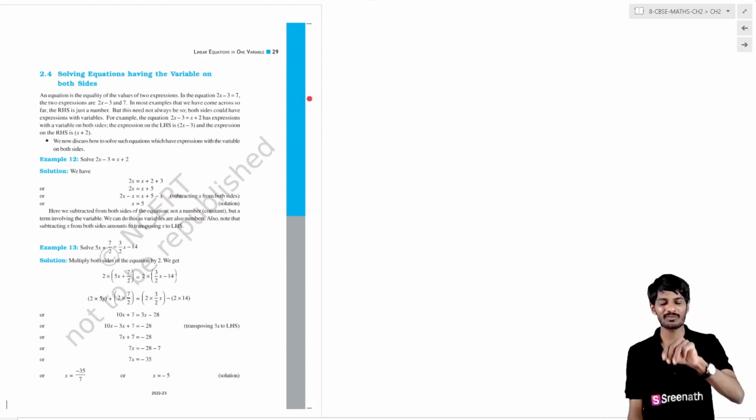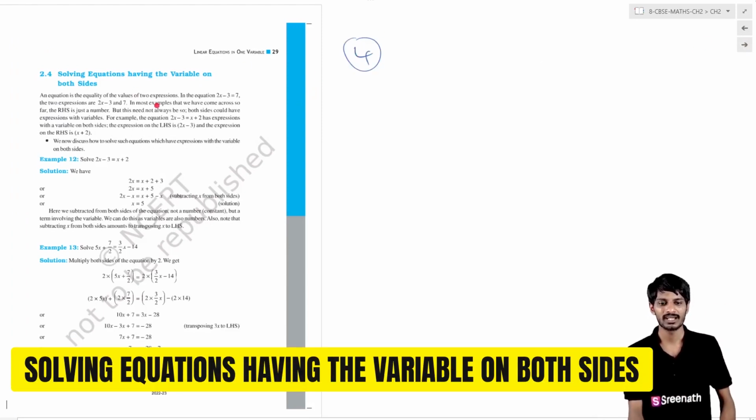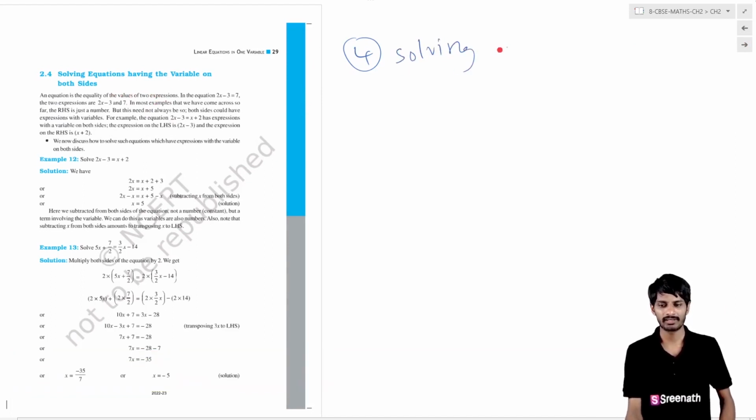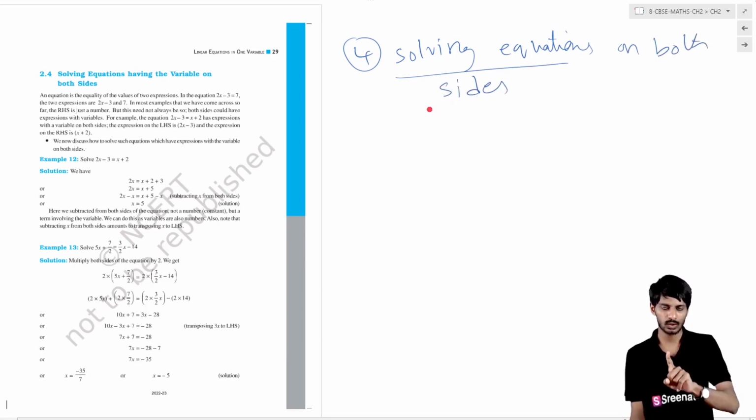We have completed the third topic and entered the fourth topic. The fourth topic is solving equations having the variable on both sides. Here also we are solving equations. What is the difference here? These equations have variables on both sides. In the previous case, the variable was on one side only, but here there are variables on the LH side and the RH side.